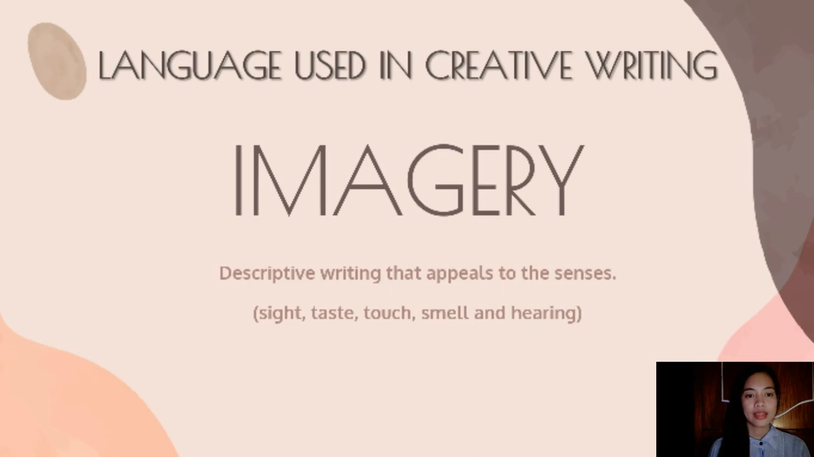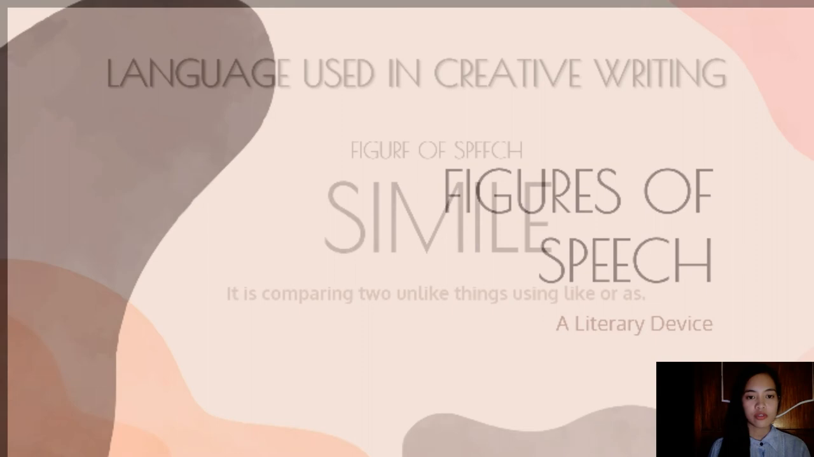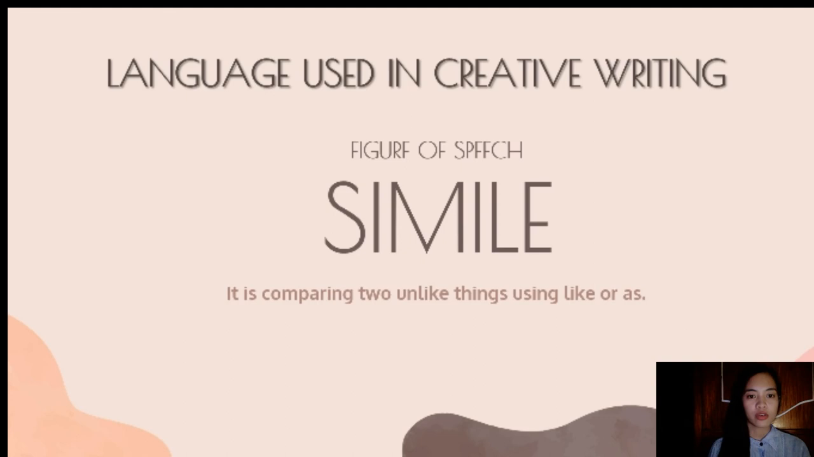Next is figures of speech. A figure of speech or rhetorical figure is a word or phrase that entails an intentional deviation from ordinary language use in order to produce a rhetorical effect. The following are the examples of figures of speech. First is simile, which is a figure of speech that involves a comparison of one thing with another thing of a different kind used to make a description more emphatic or vivid.